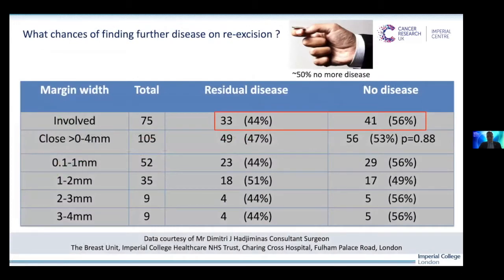I guess the other problem is when we do go back to surgery, as you can see here from our own data at Imperial, this shows you whether we found residual disease or not when we went back on those patients that had close positive margins. And you can see that approximately 50% of the time, regardless of the width that we used, whether it's involved or close positive to 3 to 4 millimeters, it was a flip of a coin whether there was any further disease there or not.